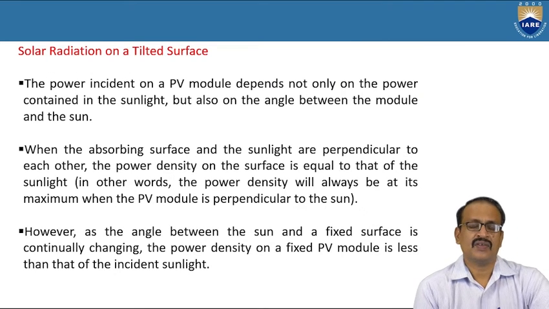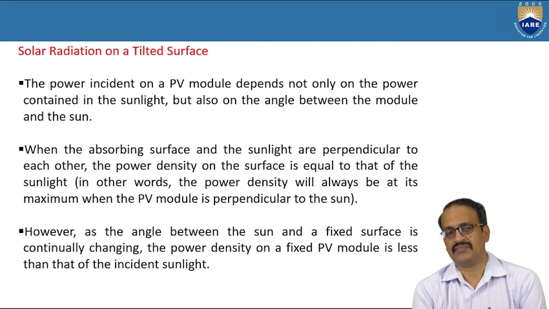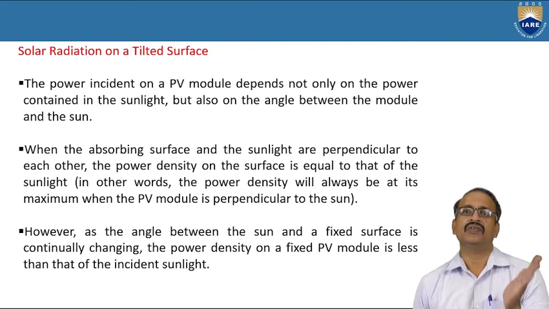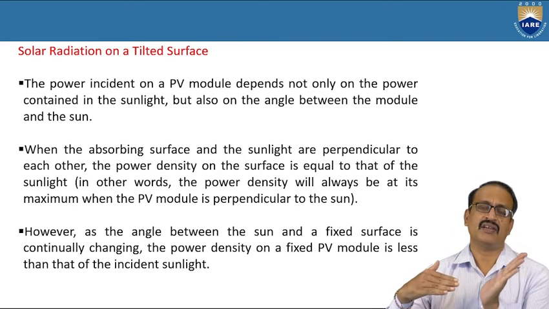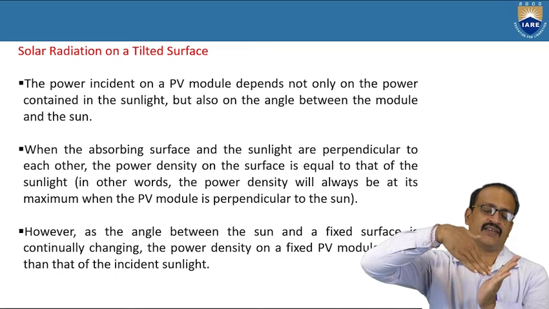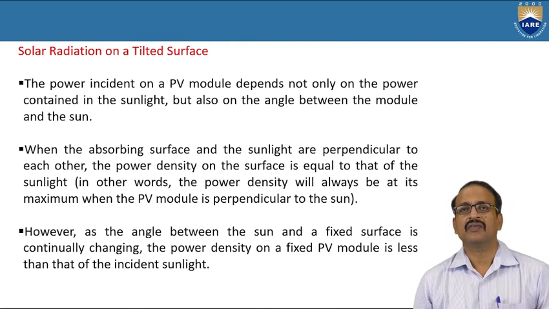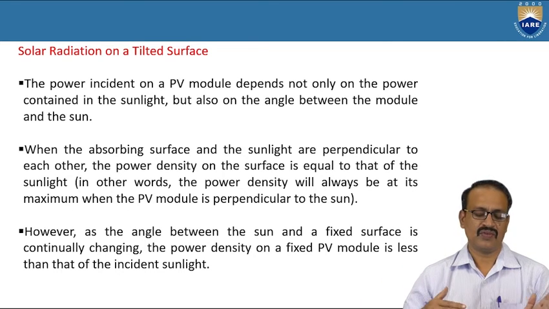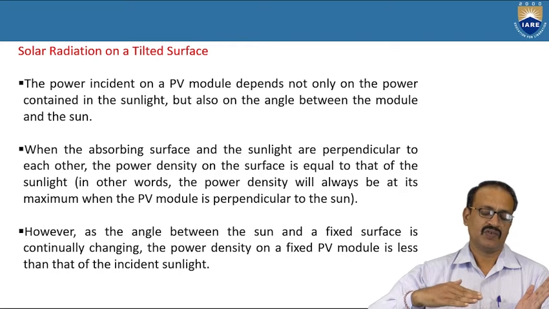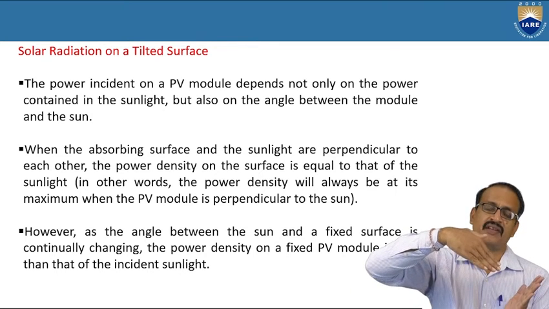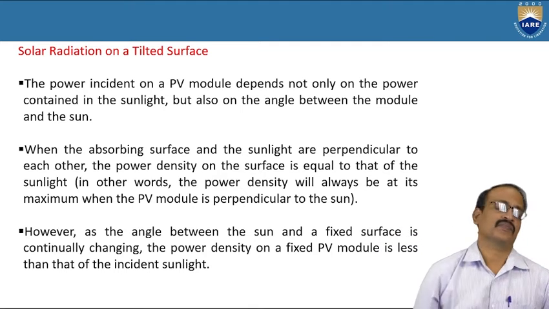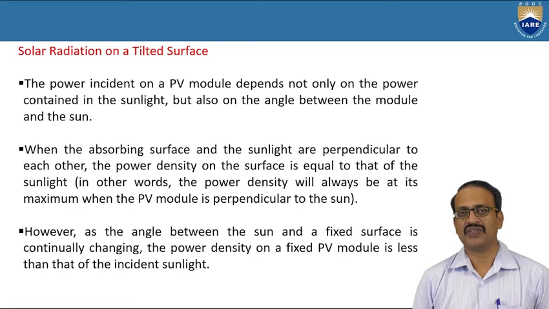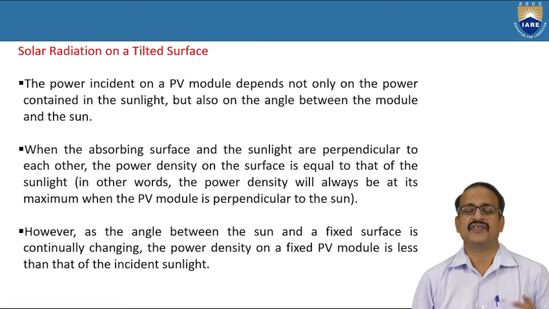See, the power incident on a PV module depends not only on the power contained in sunlight, but also on the angle between the module and the sun. Generally the module will be like this. If the sun rays are exactly perpendicular, it's a very good thing, but most of the day it will not happen. During the sunrise it will be like that. Slowly it will come, at some point it will be perpendicular, and afterwards again it will move. The position is going to change.